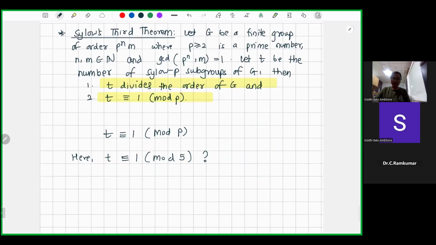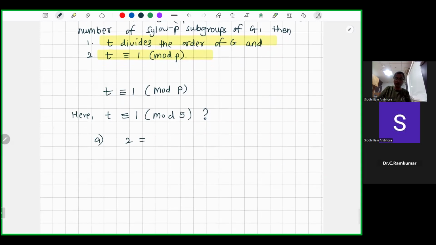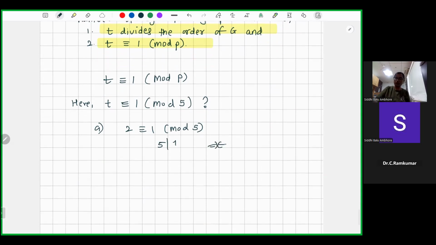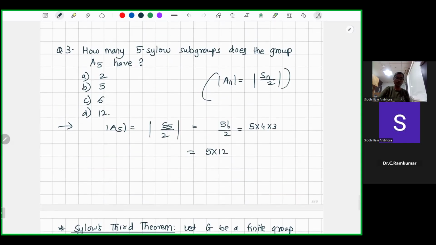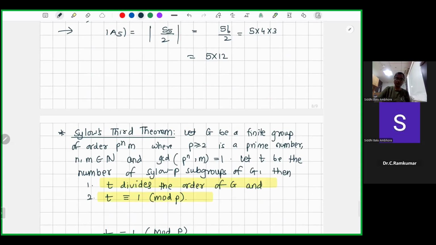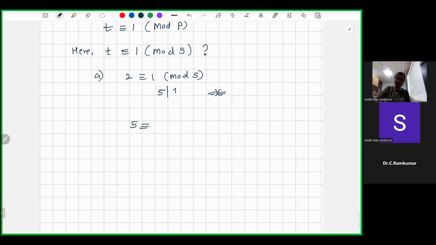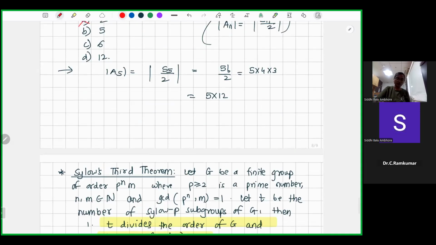Okay, so if I take first option 2, then is 2 congruent to 1 mod 5? Is this possible? That means that 5 divides 1, so this is not possible. So 2 is not the correct answer. Now 5: is 5 congruent to 1 mod 5? That means 5 divides 4, and again, this is not true. So again, B is not the option.